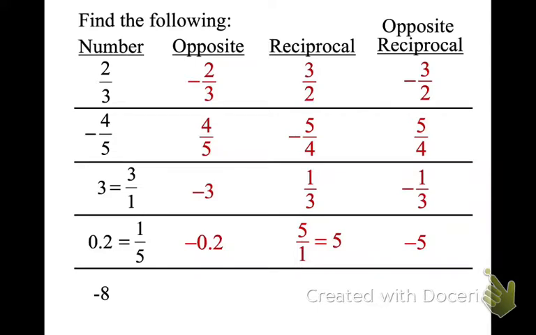Okay, the opposite of negative 8 is positive 8. The reciprocal of 8 is 1/8. Negative 1/8, sorry. And then the opposite reciprocal would be, opposite sign is 1. The reciprocal is 1/8.